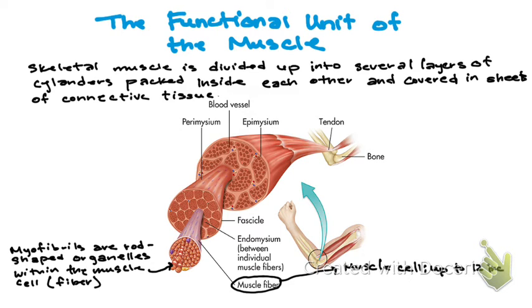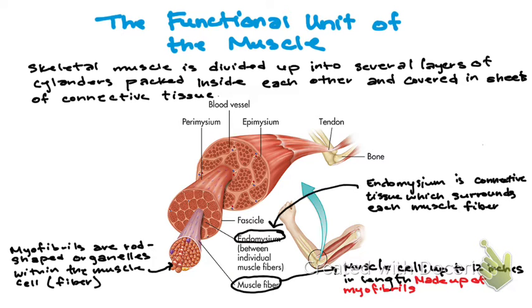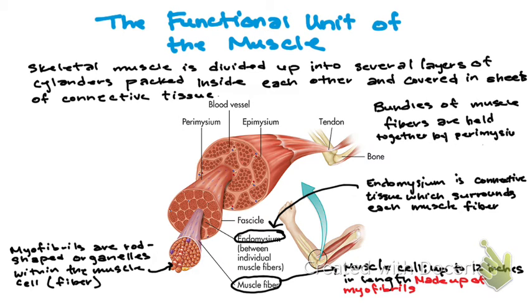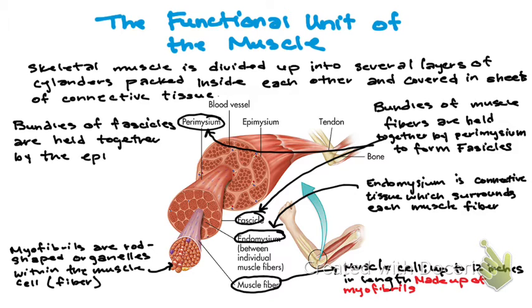The muscle fiber, or the muscle cell, is up to 12 inches in length, and it is made up of myofibrils. Endomysium is connective tissue which surrounds each muscle fiber. Bundles of muscle fibers are held together by the perimysium to form fascicles. Bundles of fascicles are held together by the epimysium, which is continuous with the muscle tendon.